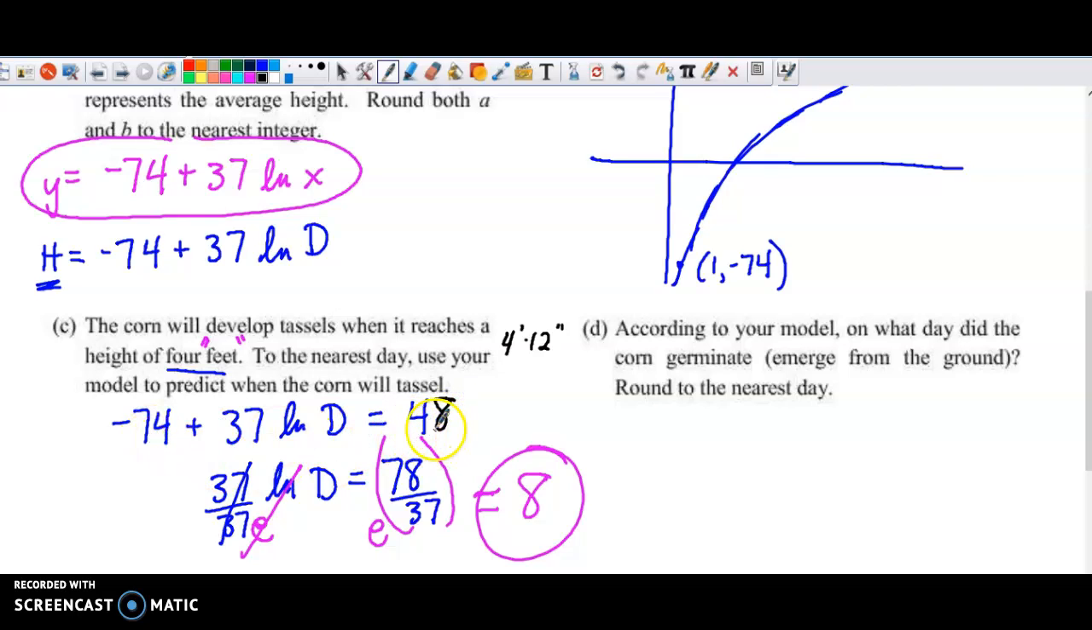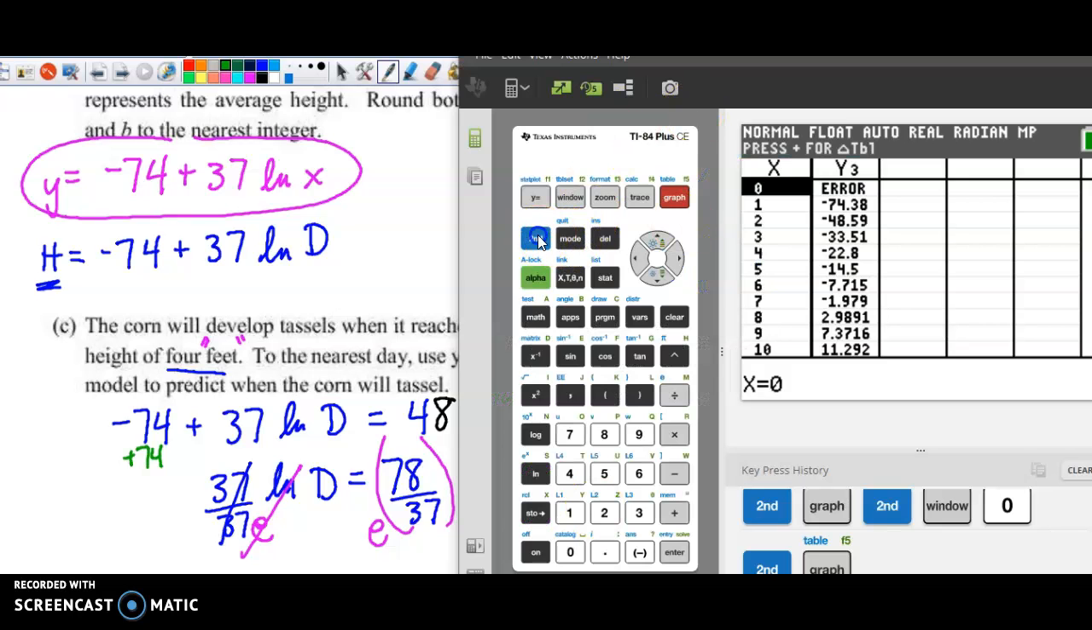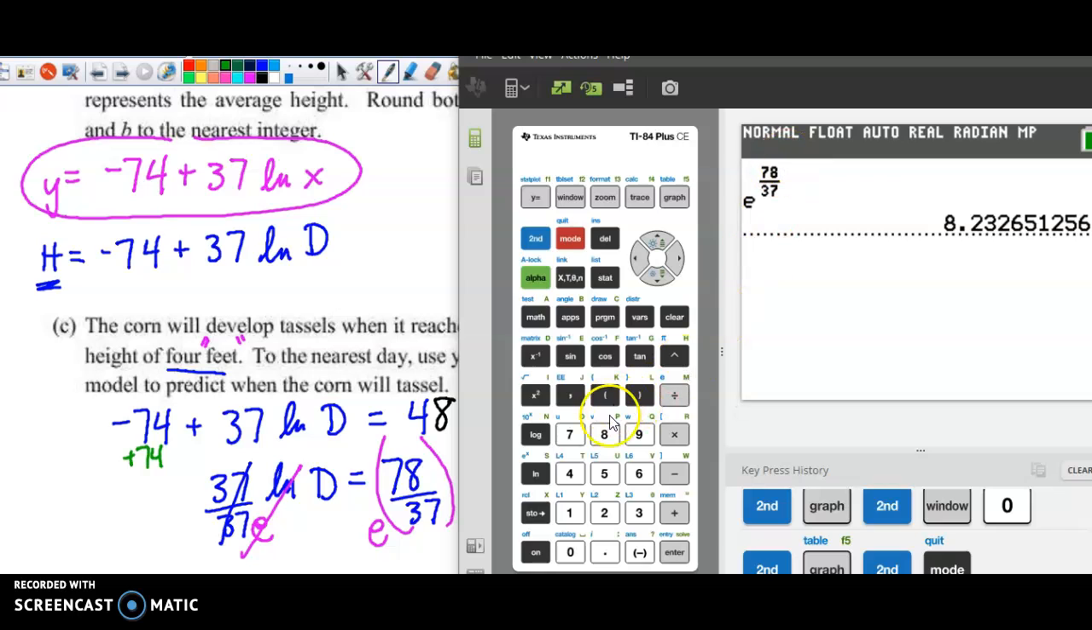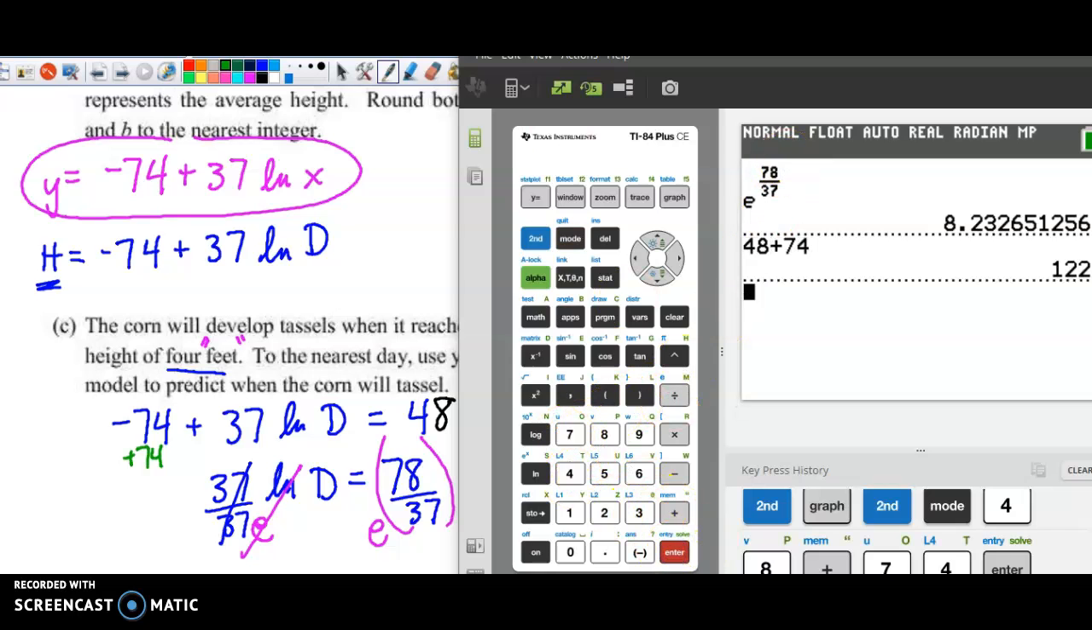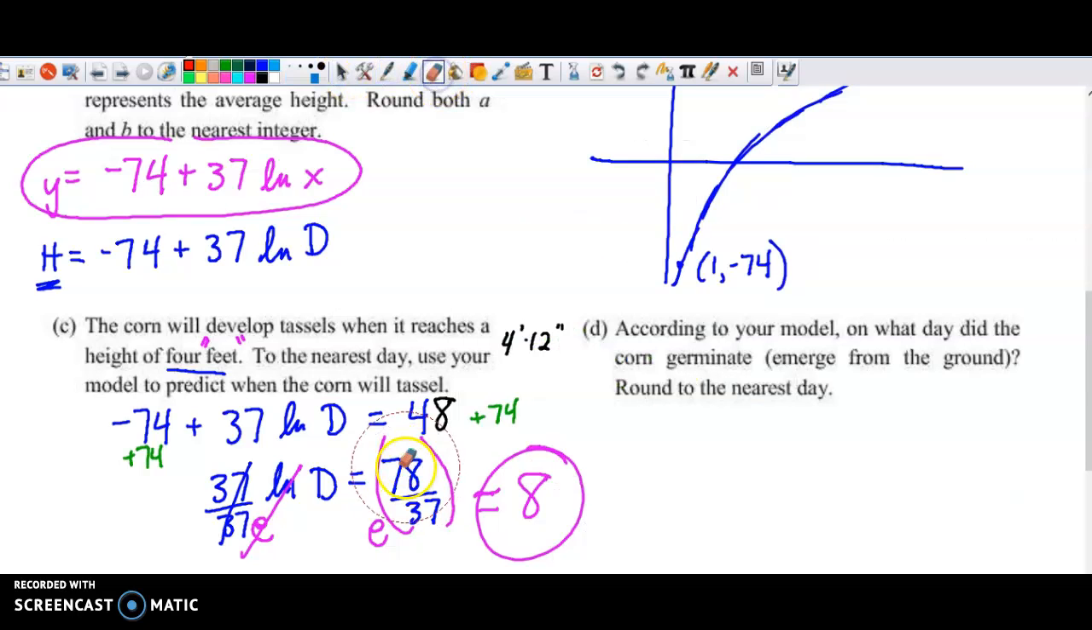And when I add 74 over, so looking at my calculator, it's going to have the wrong answer right there. So 48 plus 74 is 122. There we go. So it's okay to get the wrong answer. You just might want to take some time and go back and see what the right answer is.